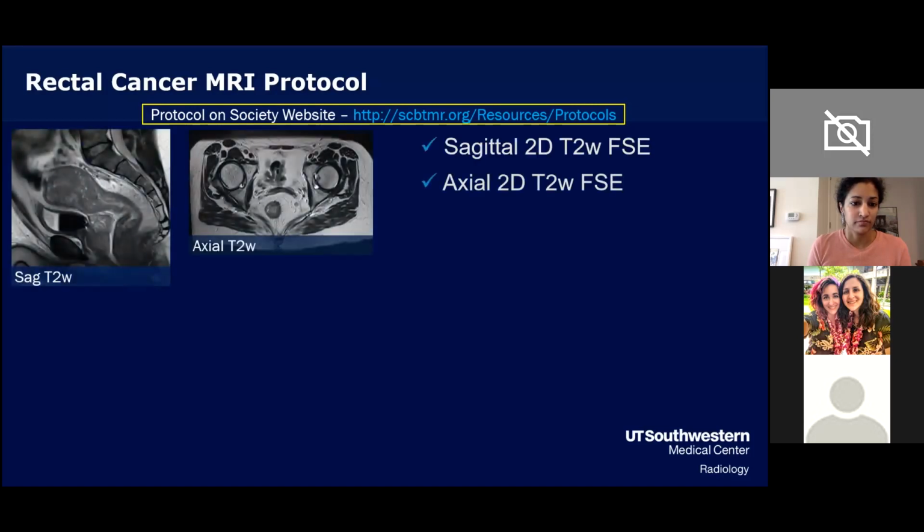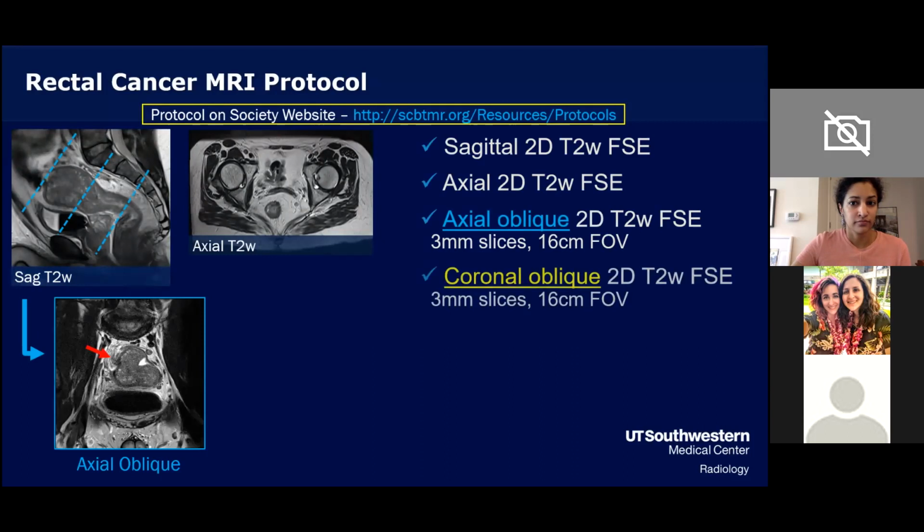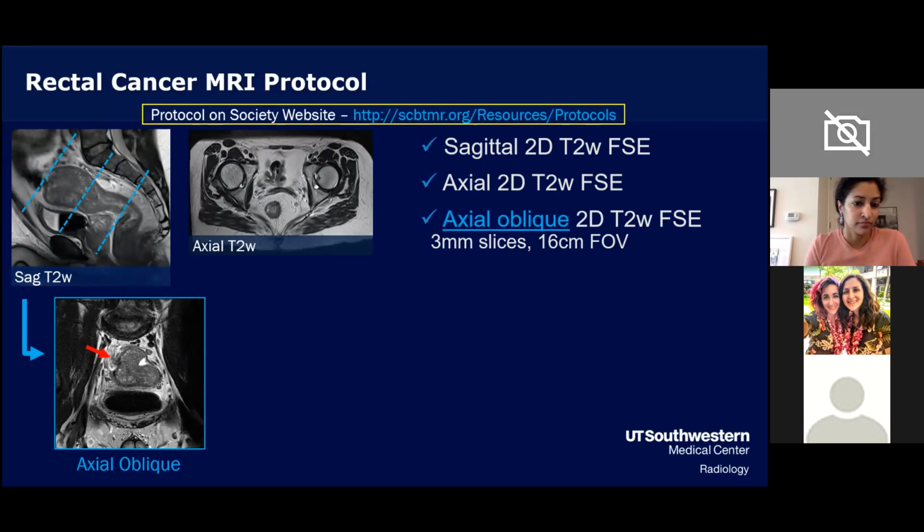So we start with sagittal and axial T2 weighted images. These are typically fast spin echo or turbo spin echo images. And then we want to perform imaging oblique to the plane of the tumor itself. So we do axial oblique. And what do we mean by that? We actually take a plane that is perpendicular to the tumor, which provides us the axial oblique image. And you can see there, what we're looking at is a cross section through the bulk of the tumor there.